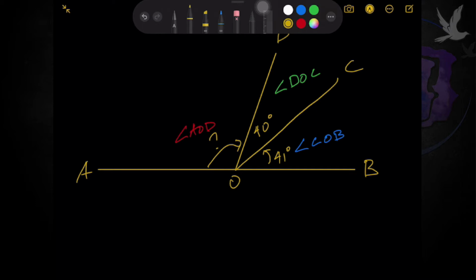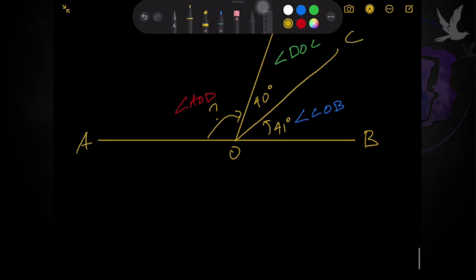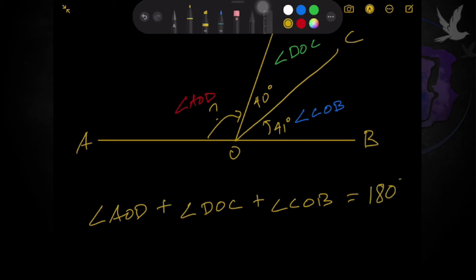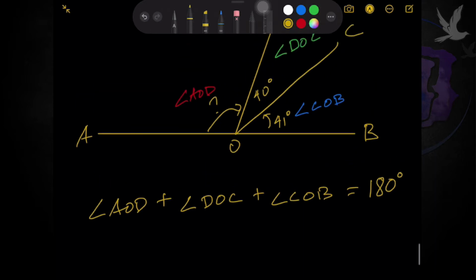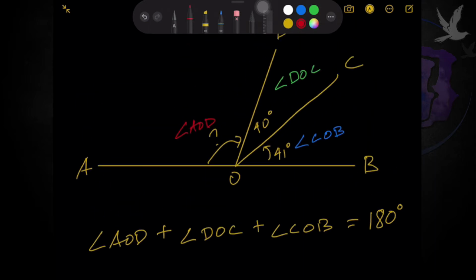So remember ngayon, you have 3 angles, no? You have angle AOD, you have angle DOC, and you have angle COB, and all of them are still along a straight line, so which means adding them all up will still give you an equivalent of 180 degrees. Okay, 180 degrees pa rin siya. So all you need to do here is just to substitute the given values, which is in this case, you have DOC, which is equivalent to 40 degrees, and COB, which is equivalent to 41 degrees.